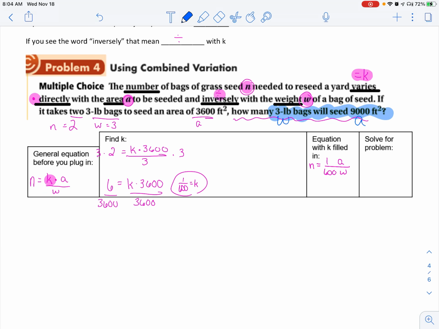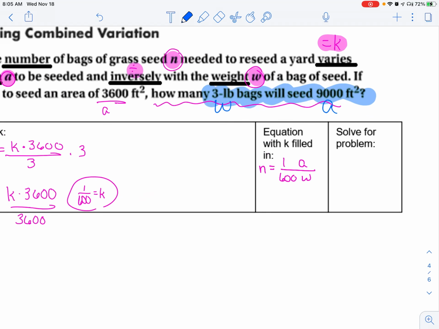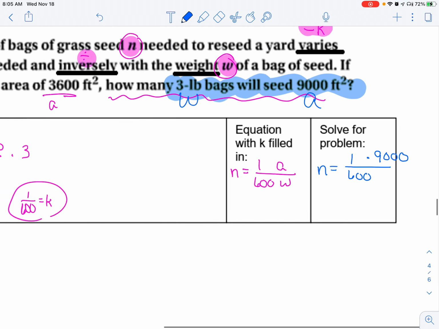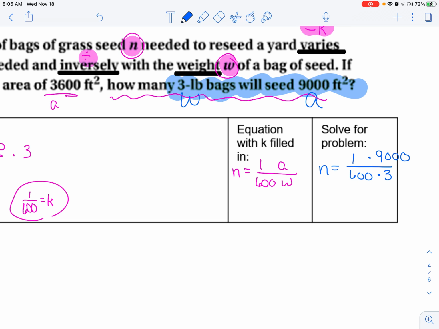And this is absolutely true, right? If you think about it, when you go to the store, you need to consider how big is the bag of grass seed and how much do you need to cover. And as one thing gets bigger, the other thing can get smaller. It is definitely an important and applicable problem. So how many bags do we need if I have an area of 9,000 and I still stick with the 3-pound bags?